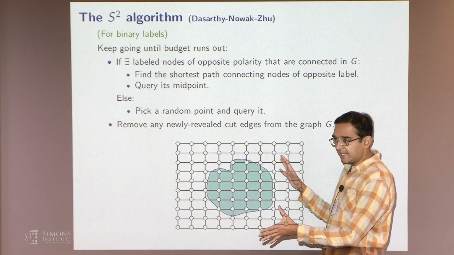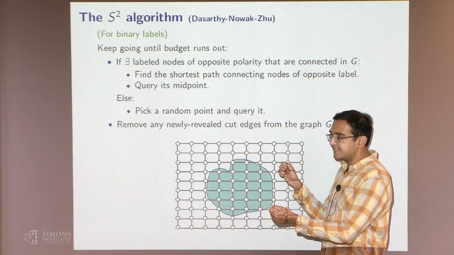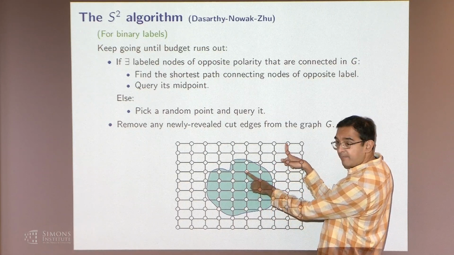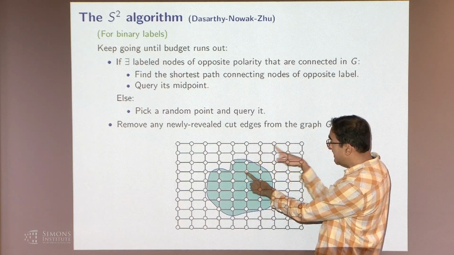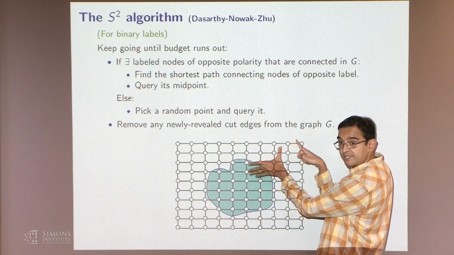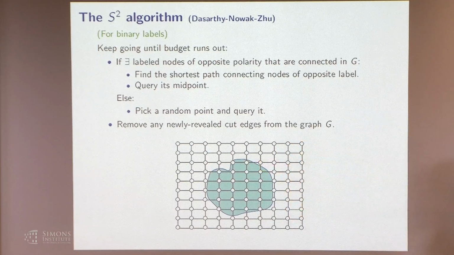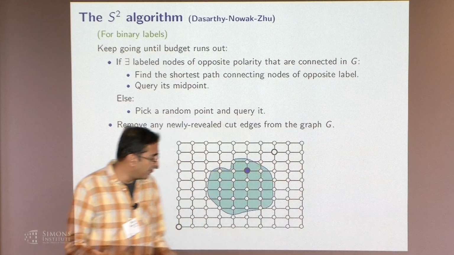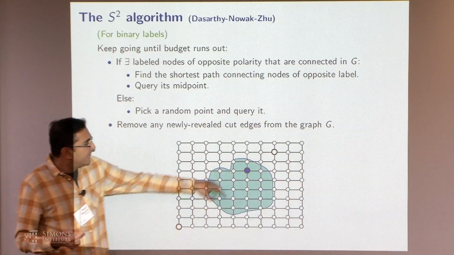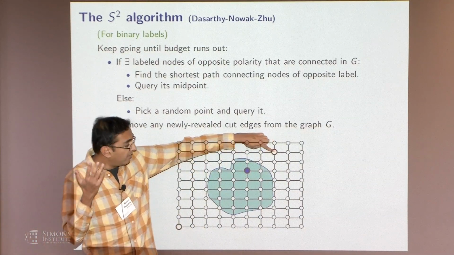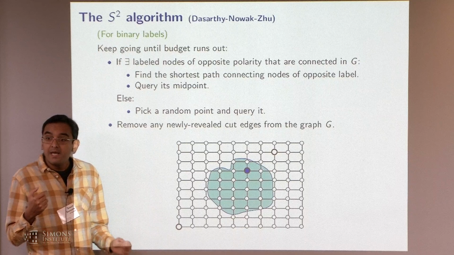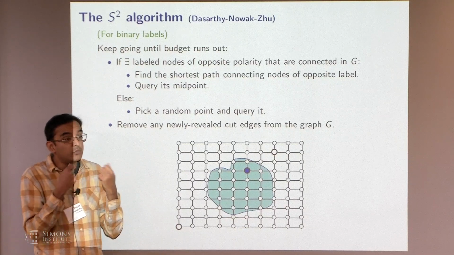What it does is it starts with this, and whenever it's stuck, it does random sampling. And whenever it has 2 points of opposite polarity that are connected, it looks for the shortest path between 2 points of this type and queries the midpoint of that path. So let's say it starts by querying this point over here. It's a 0. Next it queries that point. That's another 0. And then it queries this point. It's a 1. Finally, we have 2 points of opposite polarity.